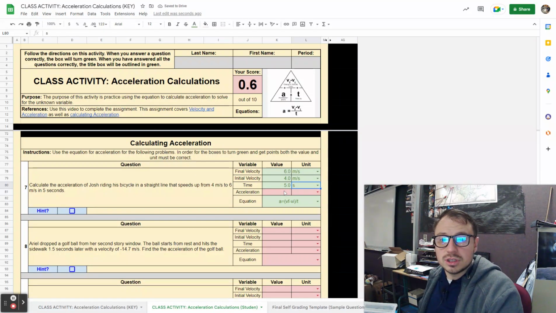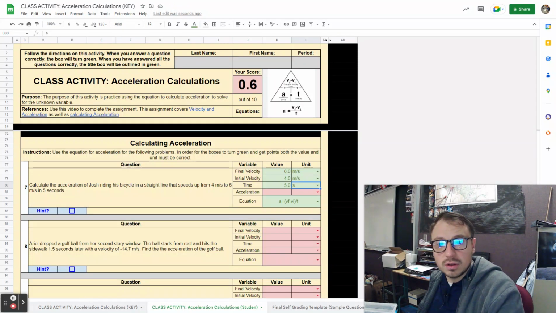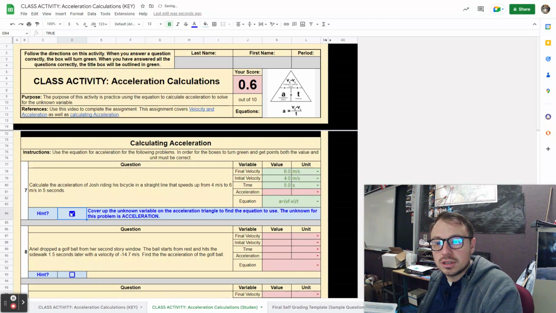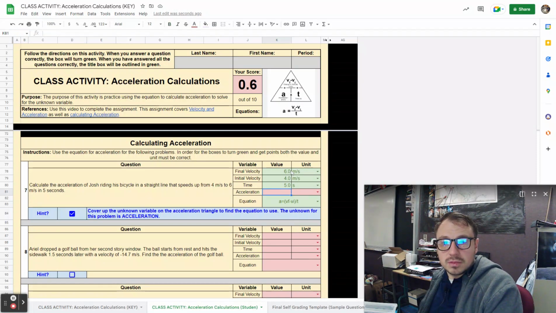Now the last thing I have to do is just plug in all these variables. I know they're correct because they turned green, and I know the equation because that's green too. So I plug everything in and I calculate acceleration. And if you need help, there's a little hint here. Cover up the unknown variable in this acceleration, and it even tells you what the unknown is. The unknown is acceleration.